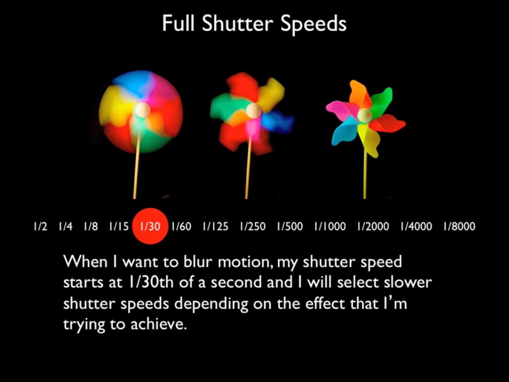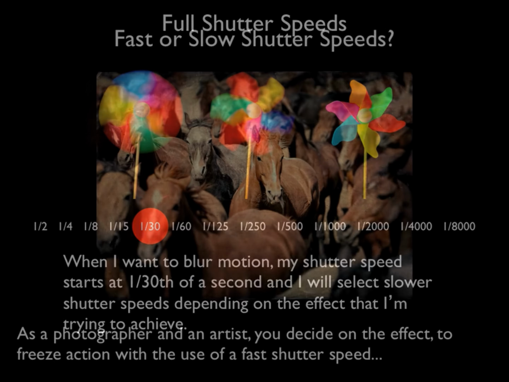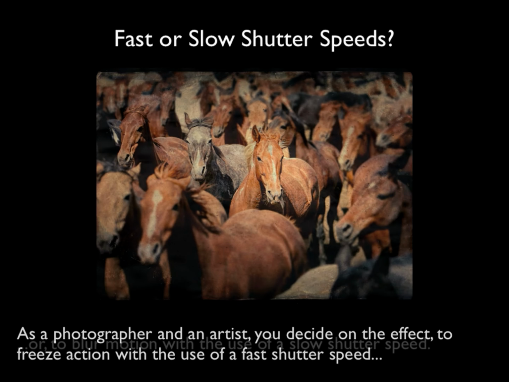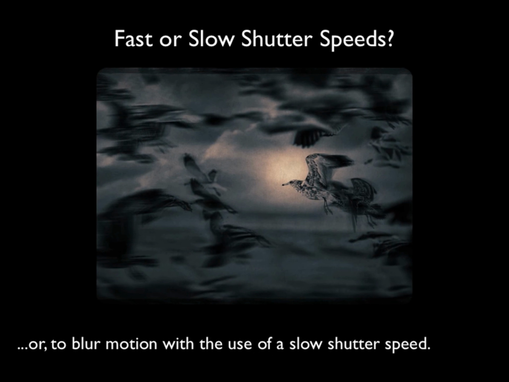When I want to blur motion, my shutter speed starts at 1/30th of a second, and I will select slower shutter speeds depending on the effect that I'm trying to achieve. Fast or slow shutter speeds? As a photographer and an artist, you decide on the effect: to freeze action with the use of a fast shutter speed, or to blur motion with the use of a slow shutter speed.